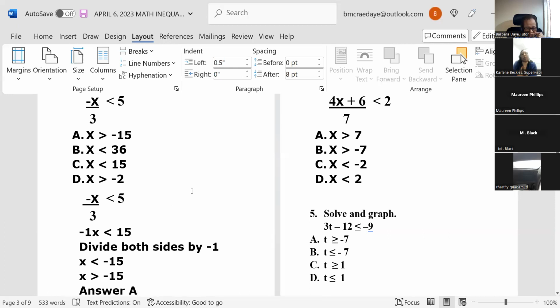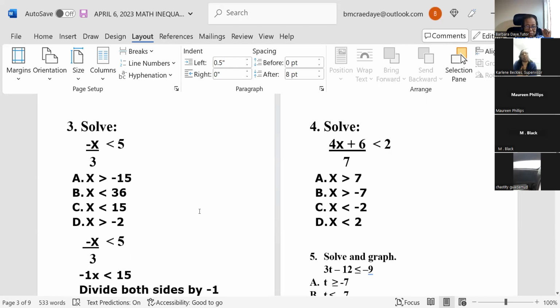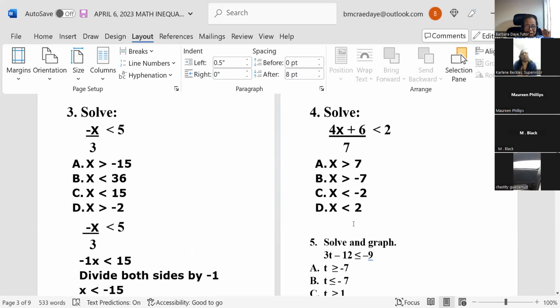When you divide a positive by a negative, you get a negative. Remember, unlike signs divide to give you a negative. Unlike signs multiply to give you a negative. Got it? Okay, that was number 3. Okay, number 4, very similar.